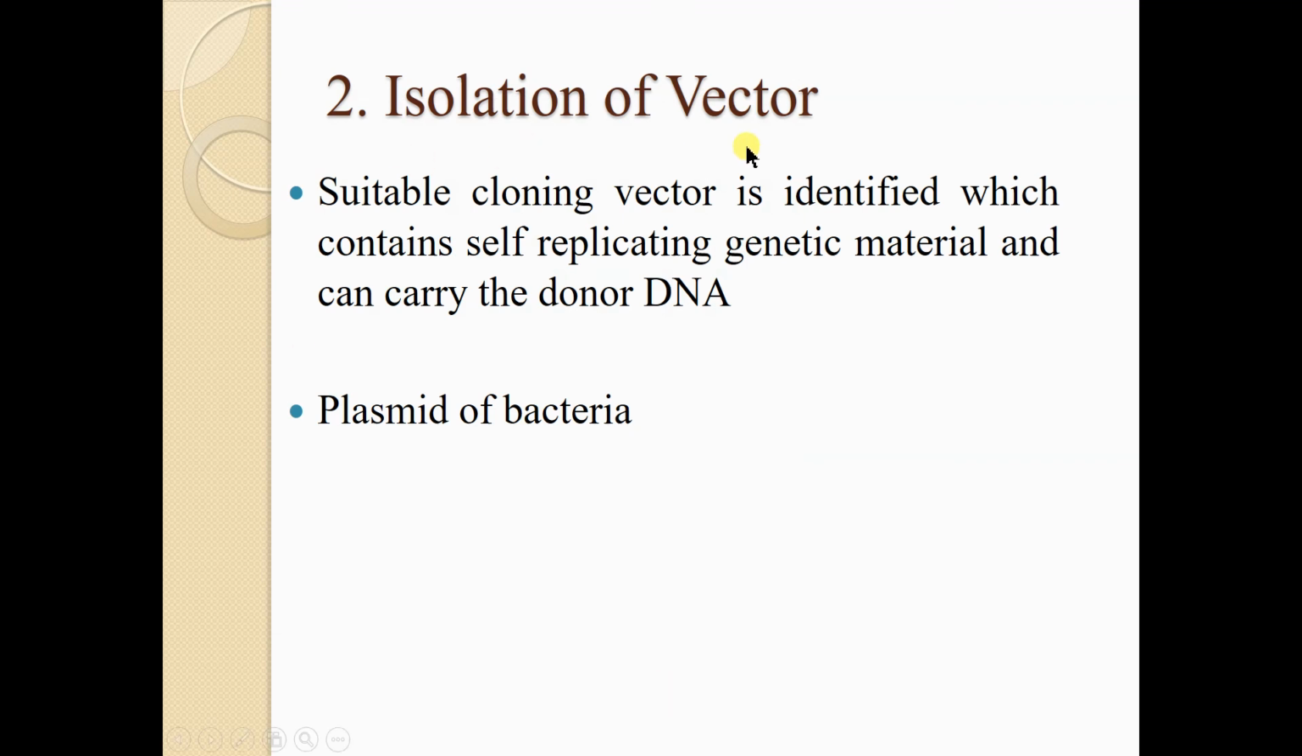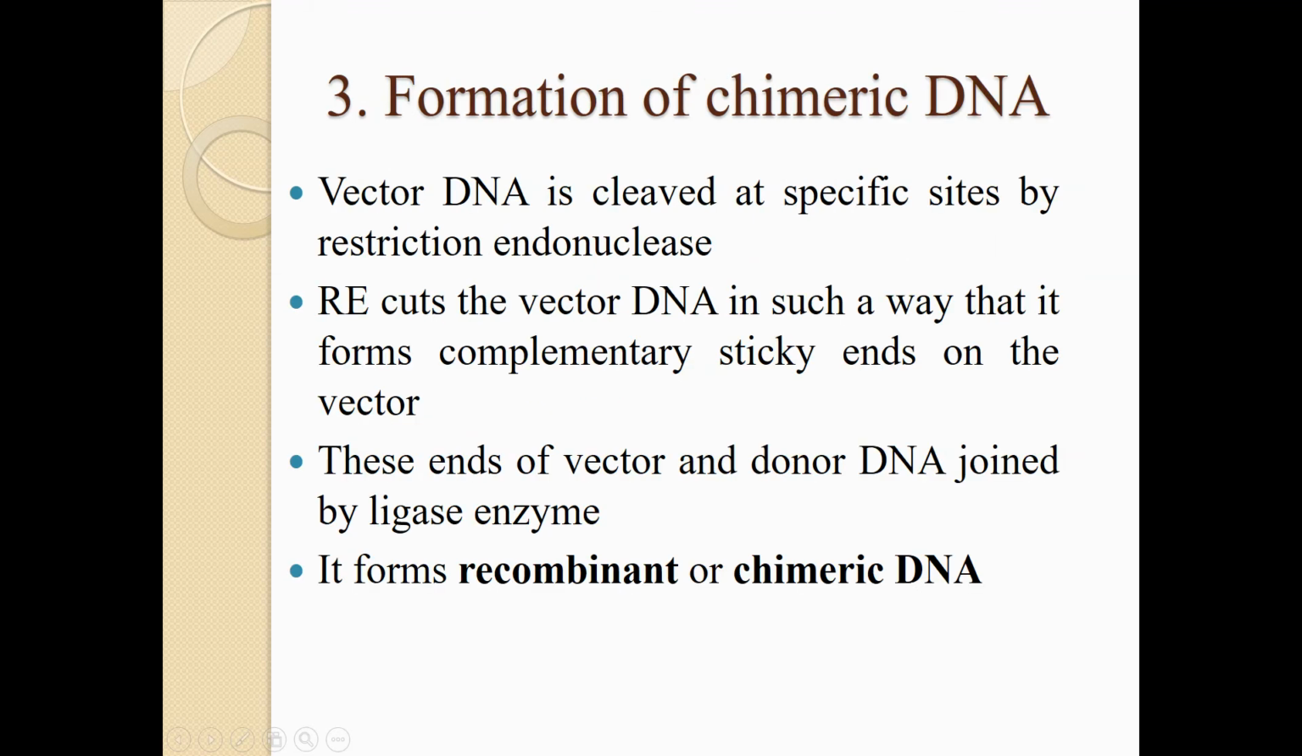Now the second step is isolation of the vector. A suitable cloning vector is identified from the different vectors: plasmids, artificial chromosomes, or cosmids. So different types of vectors are available. From these, a suitable cloning vector is identified which contains self-replicating genetic material and can also carry the donor DNA. Mostly the plasmid of the bacteria is useful as a suitable vector, and certain artificial chromosomes also. Here we have taken a plasmid of the bacteria.